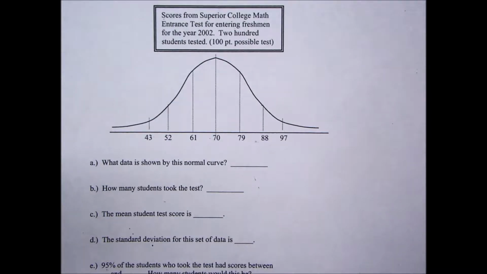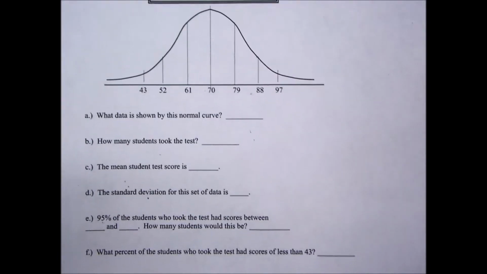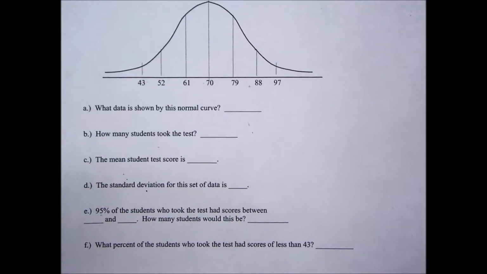Practice Set 8, problem number 1, page 34. Refer to the diagram below to answer the following questions. Here we have data that is normally distributed, and in the box it tells us that these are scores from the Superior College Math Entrance Test for entering freshmen for the year 2002. 200 students tested, and this was a 100-point possible test. So we'll answer the questions dealing with this graph.